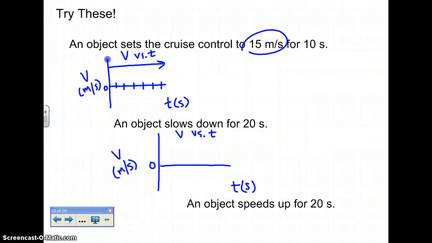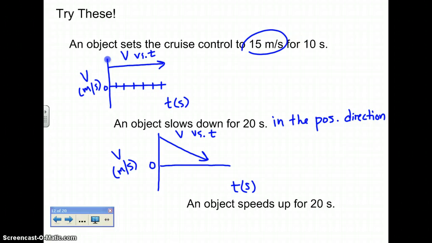Okay, so once again, an object slows down for 20 seconds. So an object is slowing down would mean that your velocity is going from 10, 9, 8, 7, 6, 5, 4. But we're going to say in the positive direction, just to be really, really specific. So that would look like this.